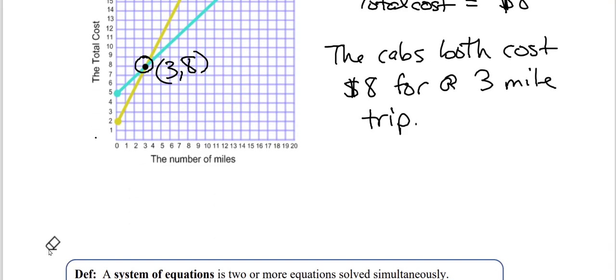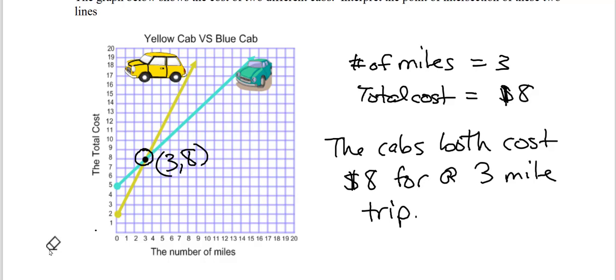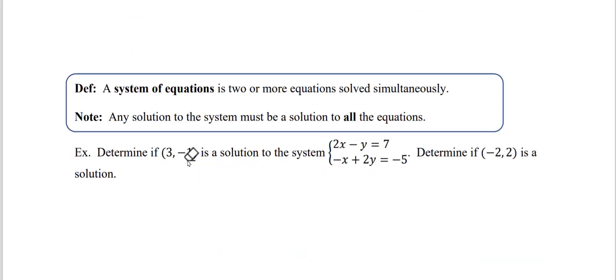Okay, so we were talking about this application problem and recognizing that knowing the point of intersection is valuable because beyond that point of intersection, so beyond 3 miles, the blue cab is cheaper, right? Because the cost is lower than the yellow cab. But less than 3 miles, you would probably opt for the yellow cab. So that's the value of knowing something like that.